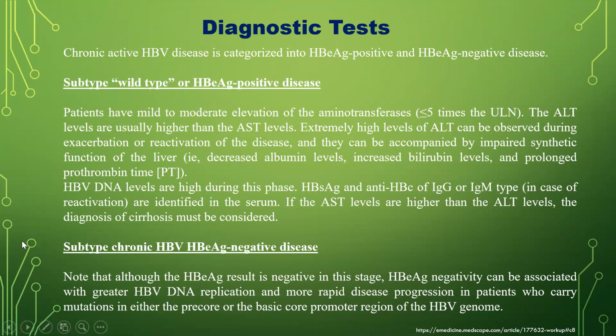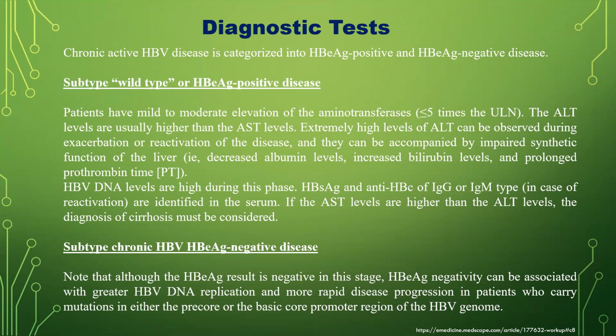Chronic hepatitis B disease is categorized, as we said already, into HBe antigen positive and HBe antigen negative disease. The first subtype is wild type, or positive disease. In this subtype, patients have mild to moderate elevation of aminotransferases, less than 5 times the normal range. ALT levels are usually higher than AST levels. Extremely high levels of ALT can be observed during exacerbation or activation of the disease, and they can be accompanied by impaired synthetic function of the liver.